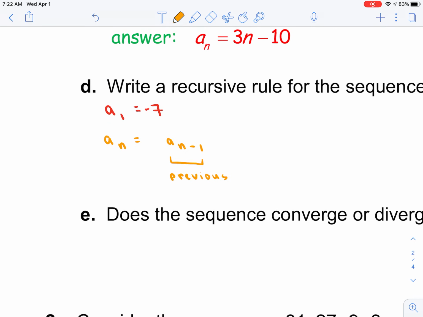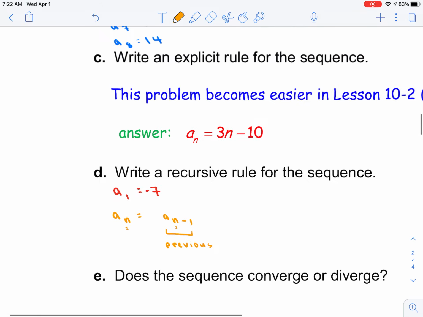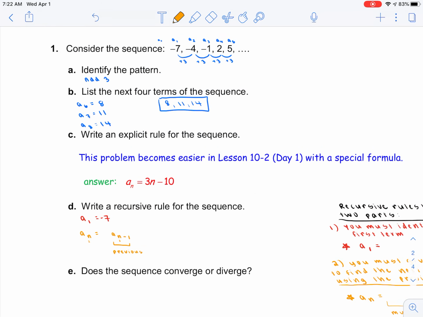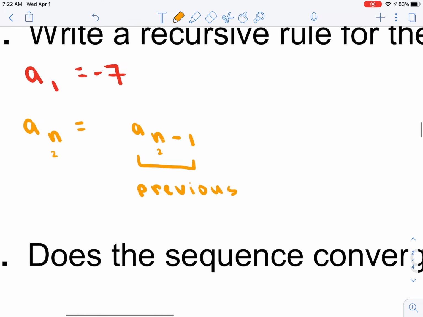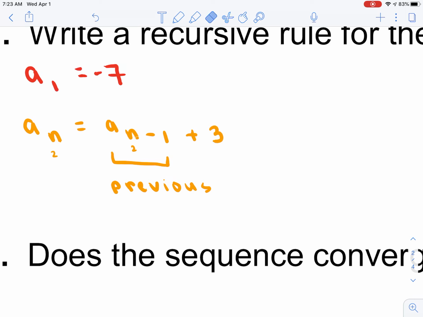Now, the previous term, if you think about finding, let's just say, for example, a sub 2, notice that if I fill in a 2, it would be a sub 1 when I do that math. So what do I do to a sub 1, which in this case is -7, to get to that second term of -4? Well, we already said you add 3 to it. So you basically are just writing this out and saying, well, I took the previous term and I add 3 to it, and that'll get you to the next term.